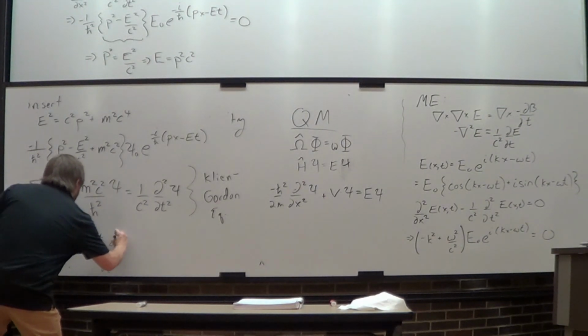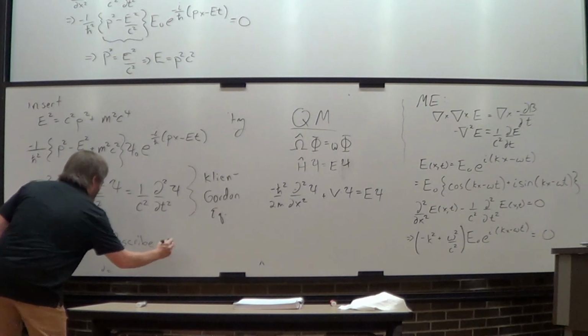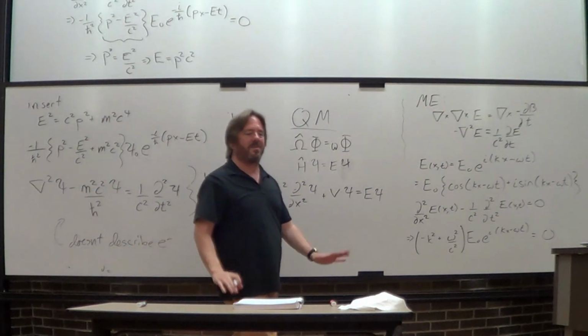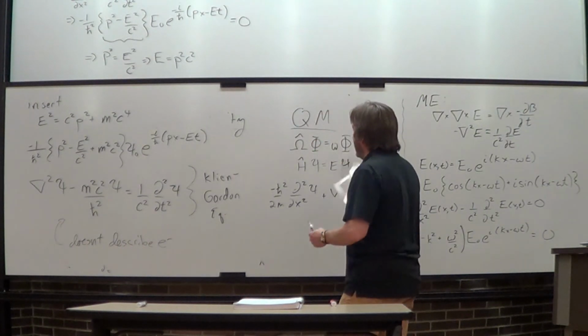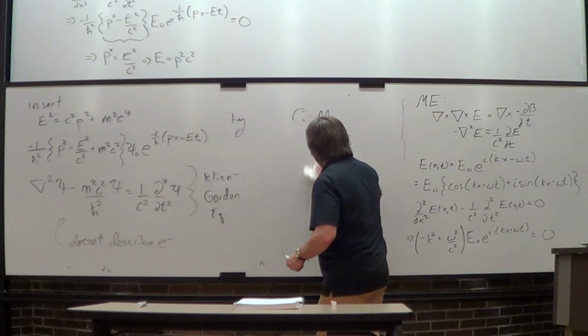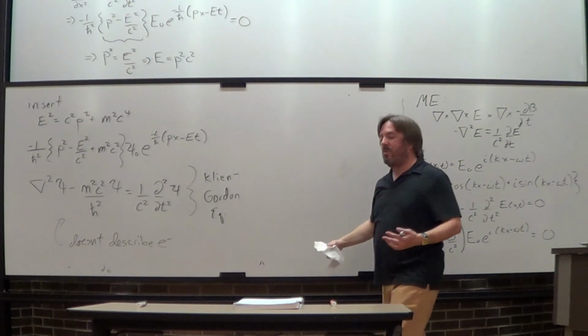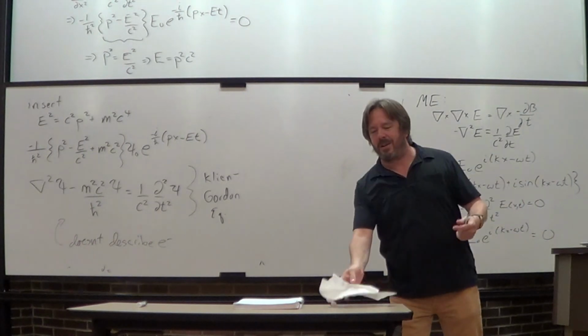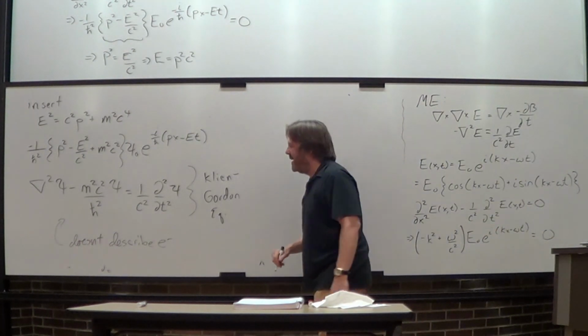It doesn't describe electrons. It doesn't work for electrons. It's the weirdest thing. It's the weirdest damn thing. It describes bosons, like the Higgs boson. It will describe that, but it will not describe a lepton. You know leptons. An electron's a lepton. It doesn't describe an electron.